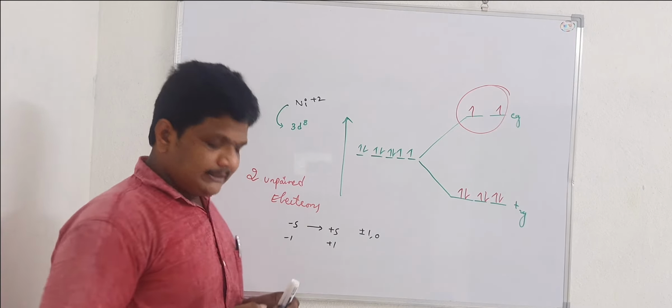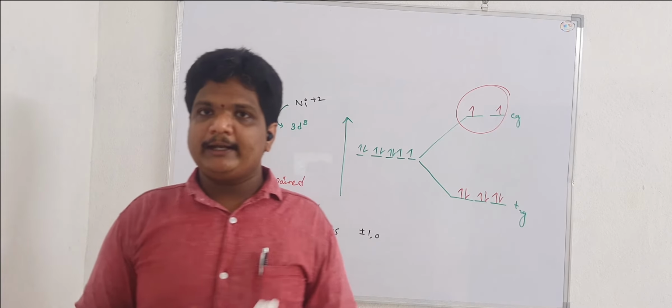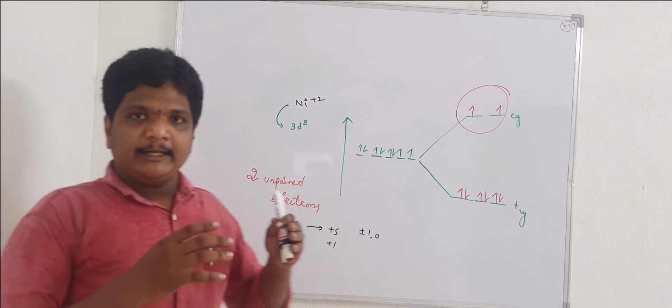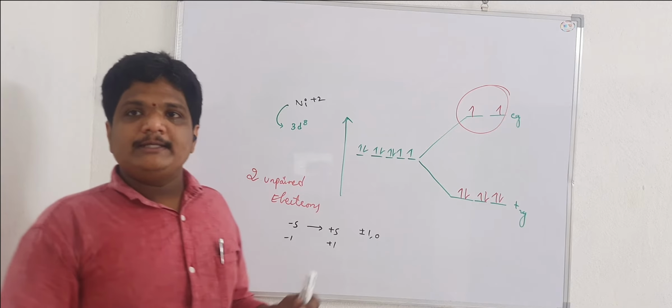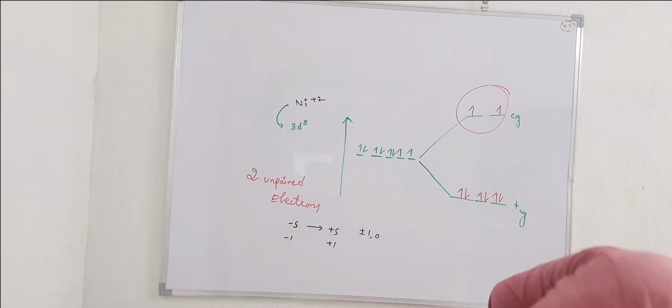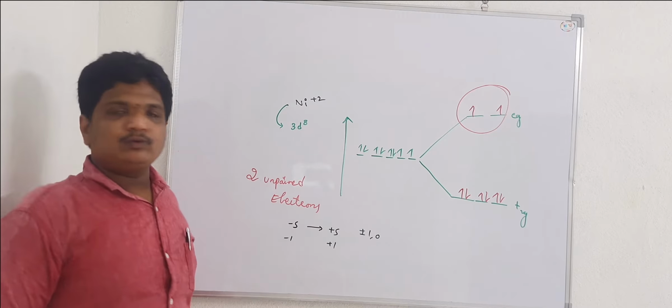Now let us see how these spin states will be split into different energy levels in the absence of an external magnetic field, that is, zero field splitting. So let us see the zero field splitting of this octahedral Ni+2 complex.